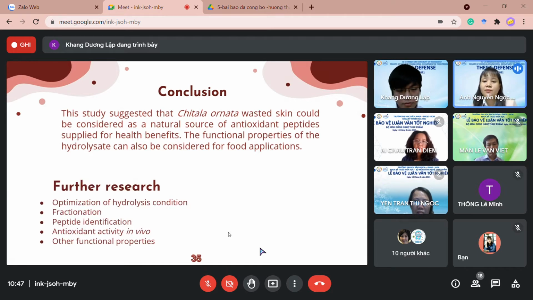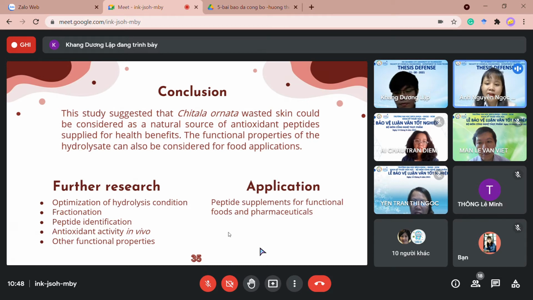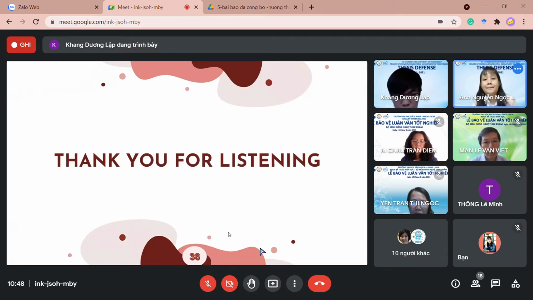We suggest some future research such as optimization of hydrolysis condition, fractionation, peptide identification, antioxidant activity in vivo, and other functional properties. And finally, we expect that our product can be applied as peptide supplements for functional foods and pharmaceuticals. Thank you, Council, for listening.